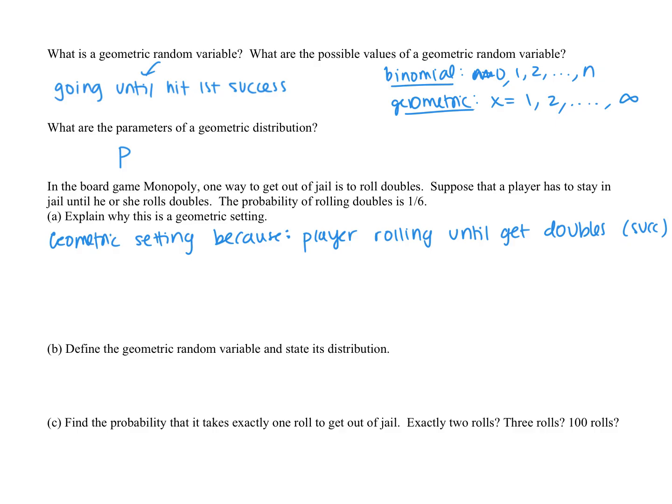So now that we think it might be geometric, we want to check, are the three conditions true? Is this binary? Yes, it is. Either we roll doubles or we don't roll doubles. The rolls are independent. I roll my 2 dice, that's independent of the next time I roll. And the probability of success every time I roll is 1 out of 6.